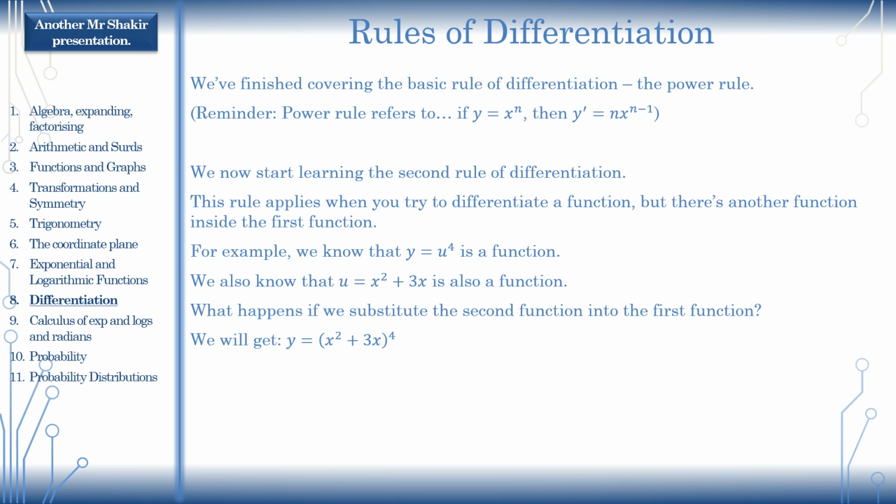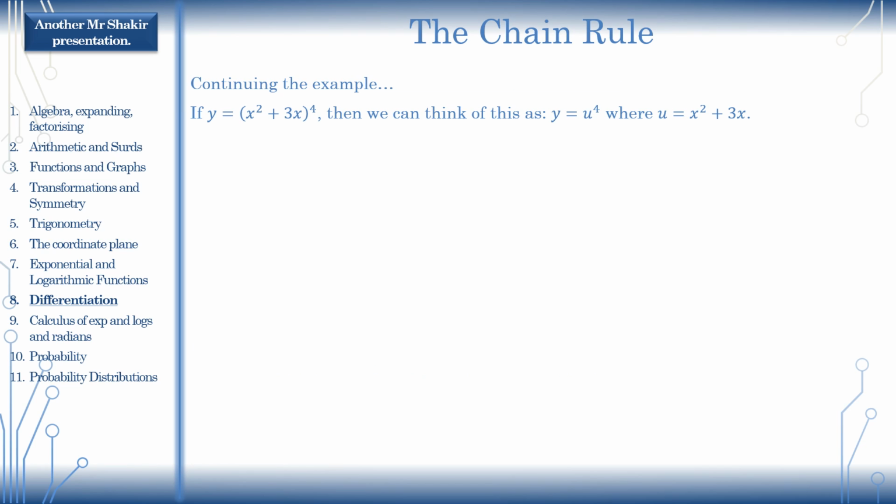Okay, you have a function inside another function. So we have a function of a function. The chain rule is also known as the function of a function rule. Anyways, you have one function inside another function. Now let's see what happens.